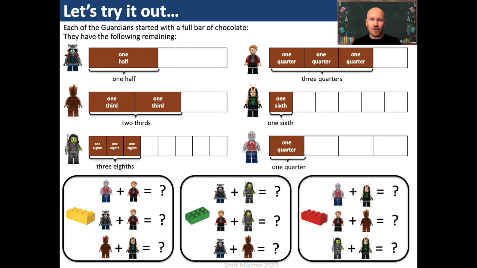And finally, if you're going for the extra hot challenge this week, can you work out how much Drax and Mantis have all together, how much Peter and Groot have all together, and how much Gamora and Mantis have all together? So once again, I'd like you to pause the video for 10 minutes or so. I'd like you to use whatever resources you have available to you. You might have fraction cards or strips of paper, and I'd like you to use bar models to help you work out how much each of these combinations have altogether.